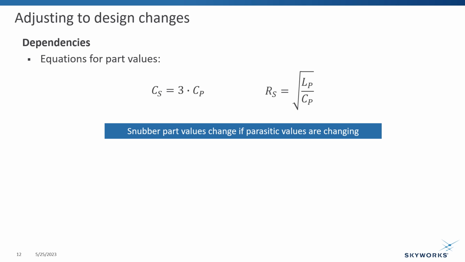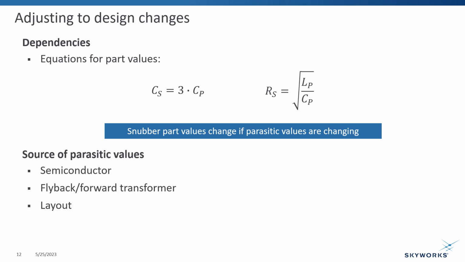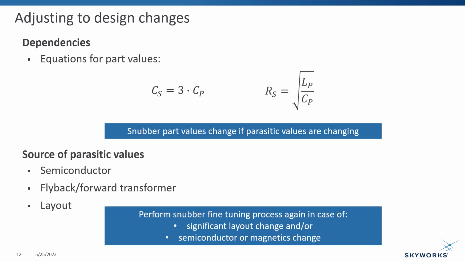Okay, but when do the parasitics change, you might ask? To find out, let's look at the sources. These are the semiconductor, the transformer, and the layout. So if any of these are changed, then you need to perform the fine-tuning process.